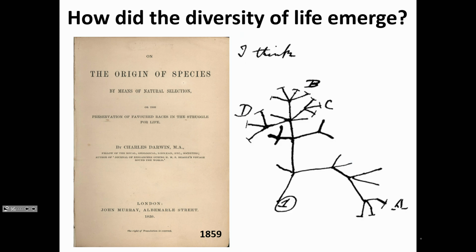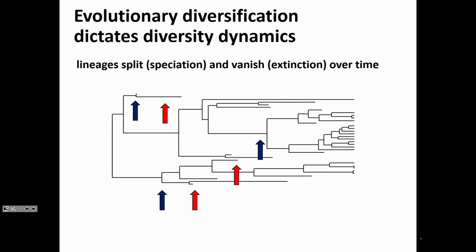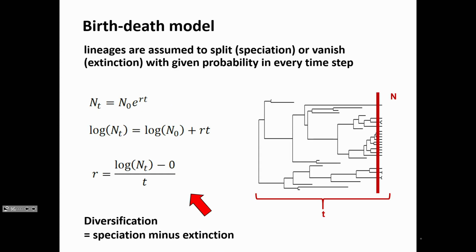So we have the common ancestor over here, and you see that there is speciation, right? It speciates into 3 species. Over time, some of the species go extinct and others speciate further. Here we see the same process depicted again. So we have a phylogeny, and some lineages over time split, others go extinct. This process of lineage splitting and extinction is called evolutionary diversification. And this evolutionary diversification dictates diversity dynamics.